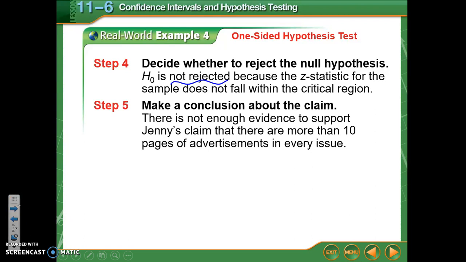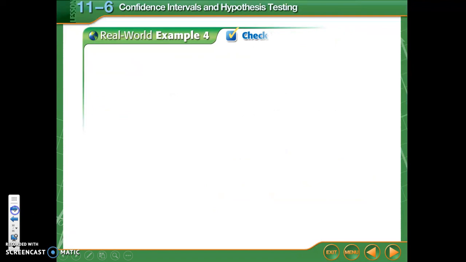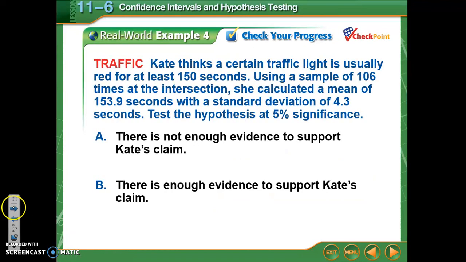And so remember that our claim was actually in the alternate hypothesis. So since we did not reject the null hypothesis, that means there's not enough evidence to support the claim because her claim was in the alternate hypothesis. Okay, you guys try this one.